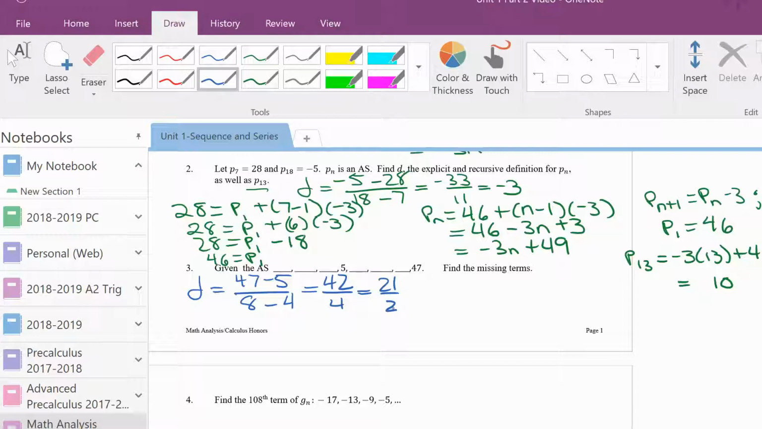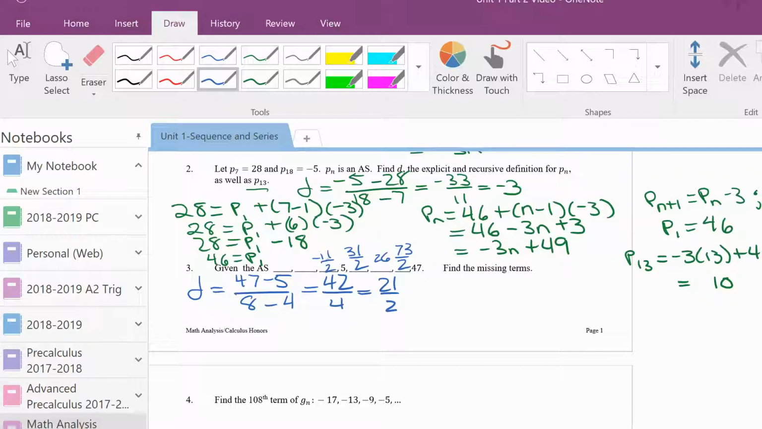So to find the next term, we just add 21 over 2. So 5 is 10 over 2, so this would be 31 over 2. Then if I add another 21 over 2, it gives me 52 over 2, which is 26. And then 52 plus 21 is 73 over 2. And then 47. So if we go backwards and we subtract 21 over 2, 10 minus 21 is negative 11 halves.